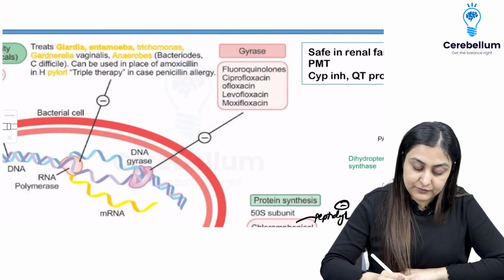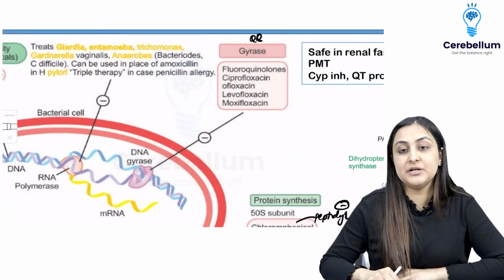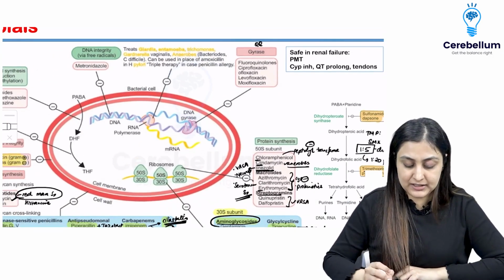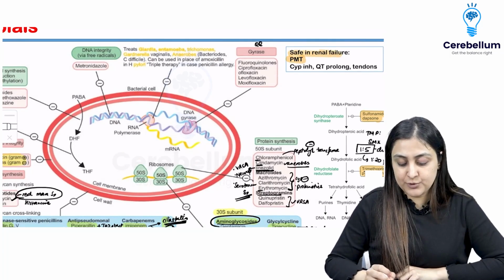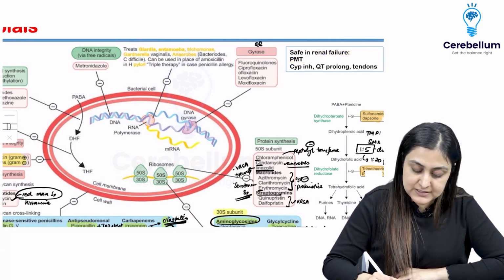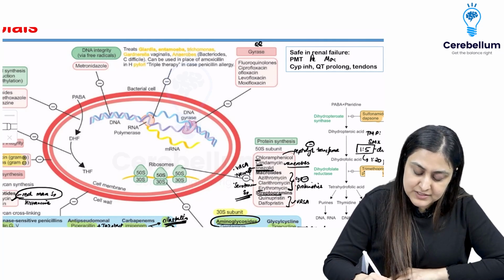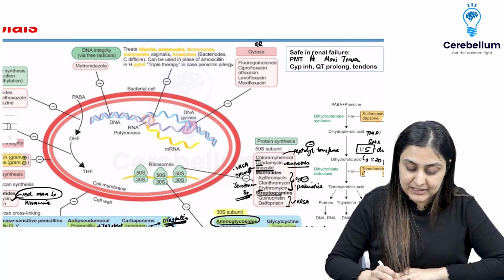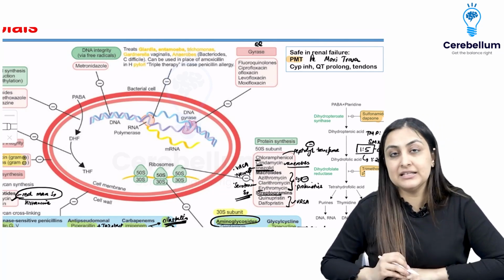Then very important for the exams are the gyrase inhibitors, so fluoroquinolones. Here they keep asking you the same question again and again. PMT, which are the fluoroquinolones that are safe in renal failure? So you have pefloxacin, you have moxifloxacin, and you have trovafloxacin. So these are your PMT drugs which are safe in renal failure.